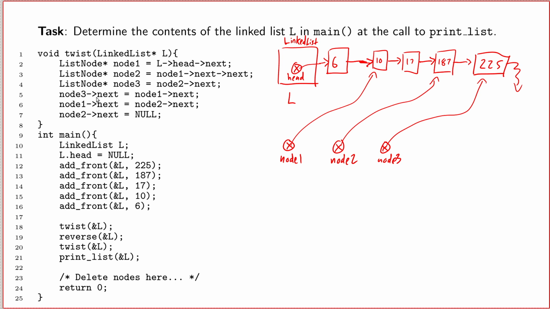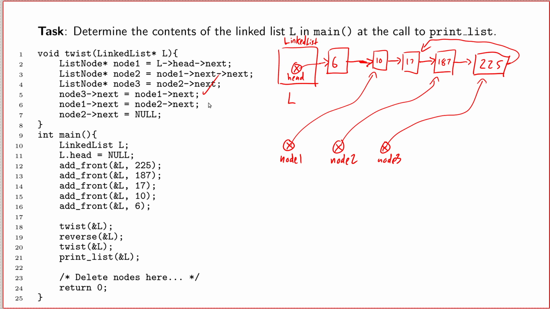So node 3 arrow next equals node 1 arrow next. Okay, wait, what's node 1 arrow next? Okay, there's node 1 arrow next, so that's this. Okay, node 3 arrow next will now be a pointer to this. So there's node 3. The next pointer of node 3 now points to here. All right. So that's this statement taken care of.